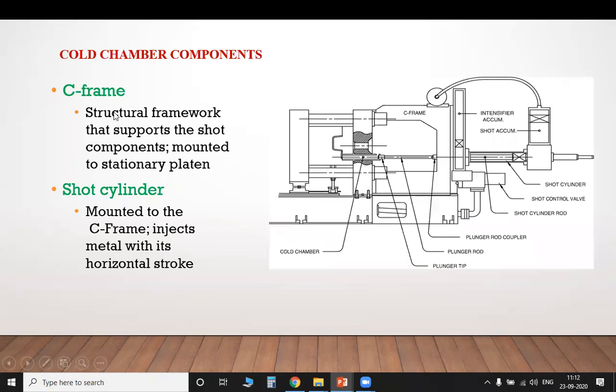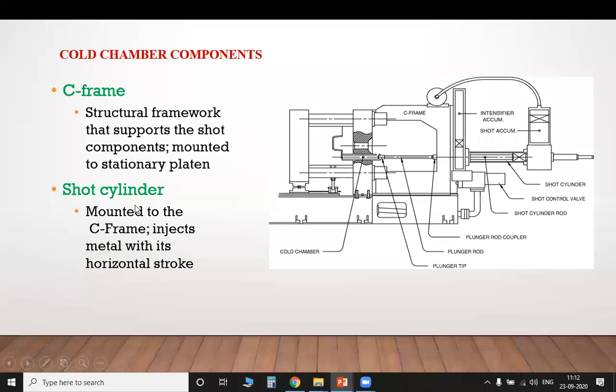So the C frame is a structural framework that supports the shot components mounted to a stationary platen. It must be in a position where it is the fixed part, where the molten metal is to be carried through an injector. So this is the C frame.